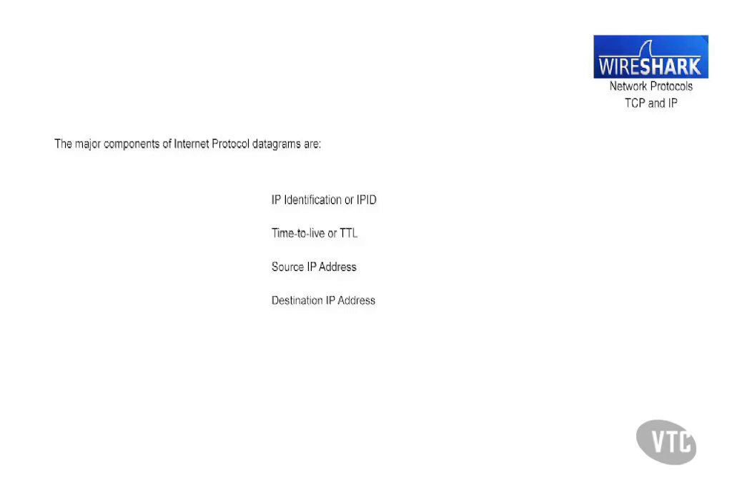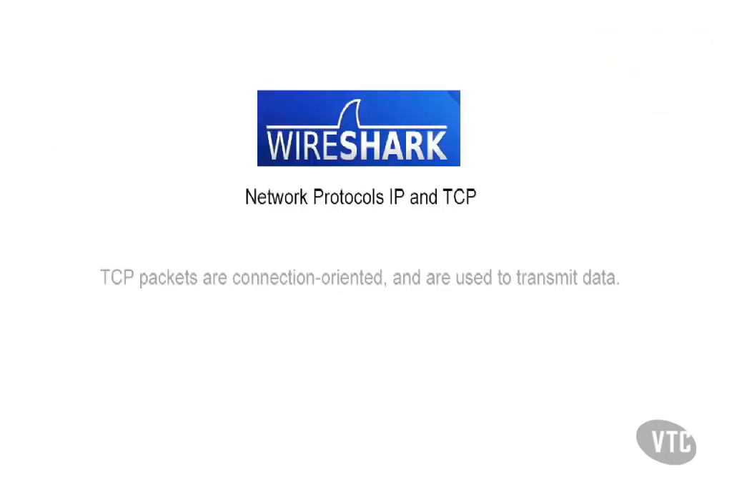TCP packets are connection-oriented and are used to transmit data. The connection-oriented nature of TCP packets makes it a poor choice for source IP address spoofing. Many applications use TCP, including the web, email, FTP, and the Windows Remote Desktop Protocol.